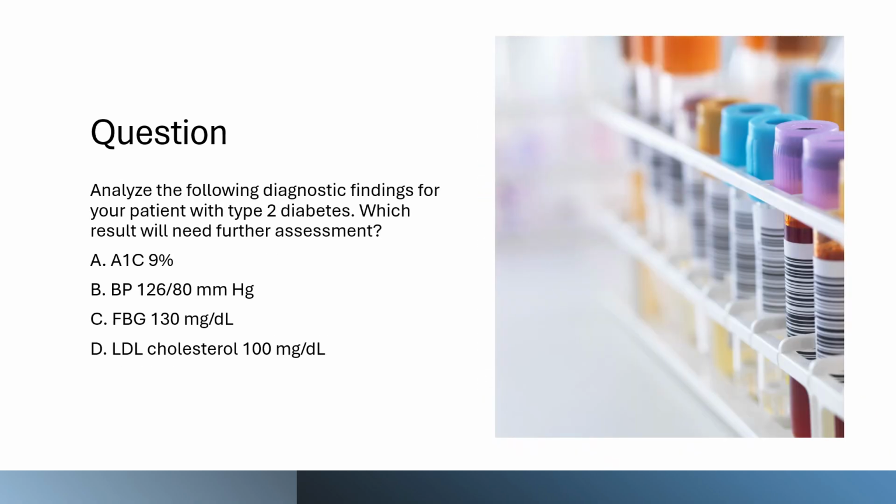Analyze the following diagnostic findings for your patient with type 2 diabetes. Which result will need further assessment? The correct answer is A, an A1C greater than 6.5%. A1C measures the amount of glycosylated hemoglobin over a 2 to 3 month time frame.